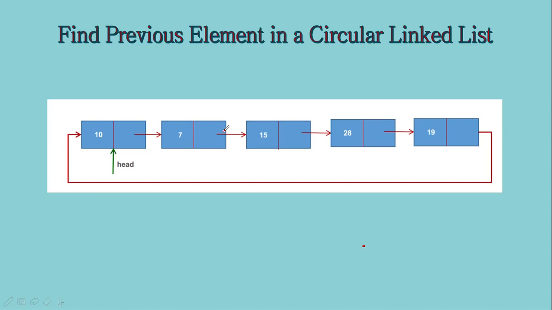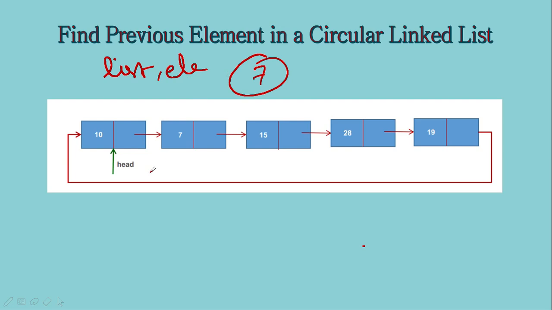Hi everybody, in this video we will be discussing how to find the previous element in a circular linked list, given an element. That is, given a list and an element. For example, if there is a circular linked list with 5 elements and the element value is 15, then the function should return 7. That is, the previous element to this particular element should be returned.